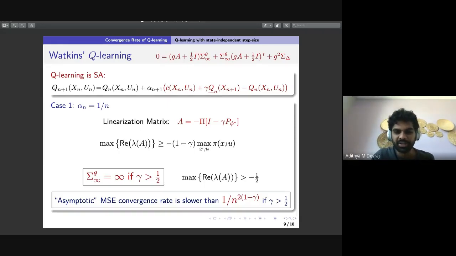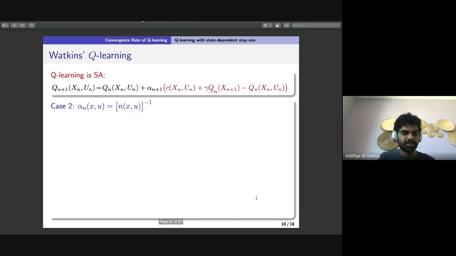So using the negative result that I showed earlier, we can show that this asymptotic mean square error convergence rate is slower than this over here, 1 over n times 2 times 1 minus gamma. And you can imagine if this discount factor is arbitrarily close to 1, this can be very slow. This is the kind of result that you can see, for example, in Chaba's paper on asymptotic convergence rate for learning. Okay, so that is not super interesting to us.